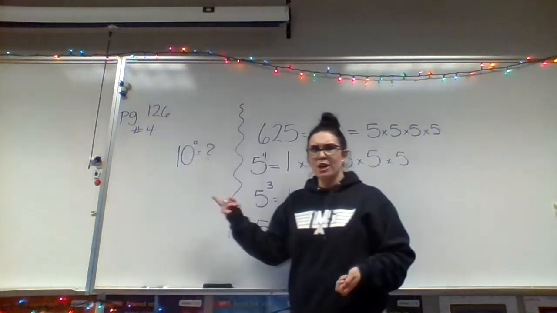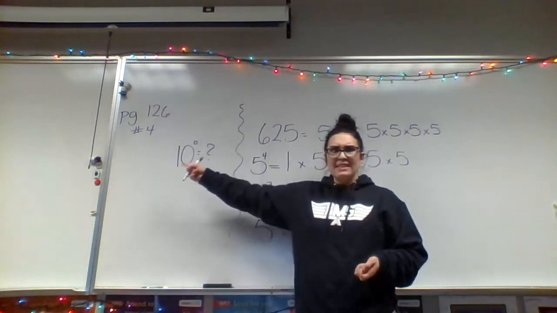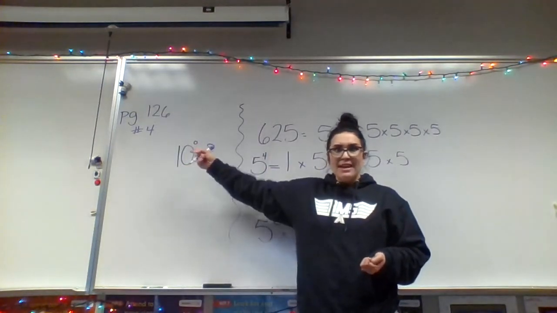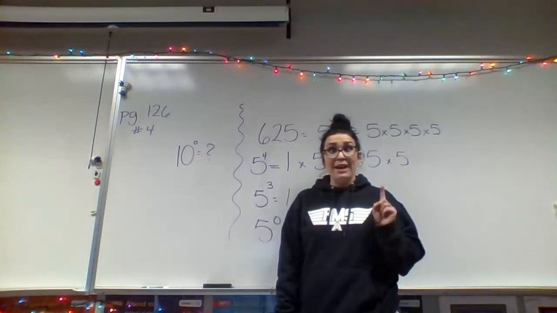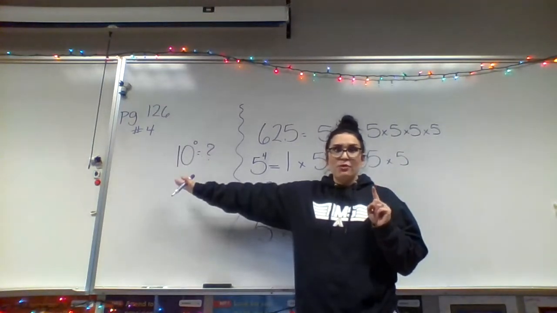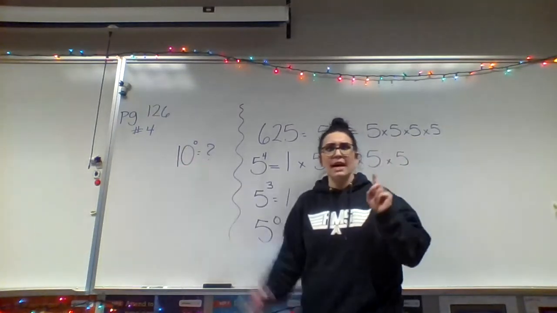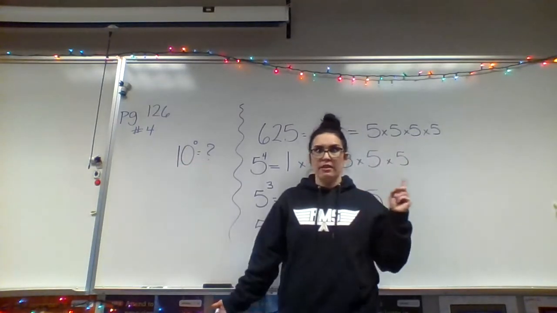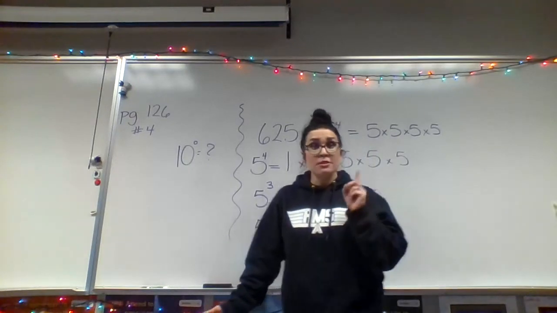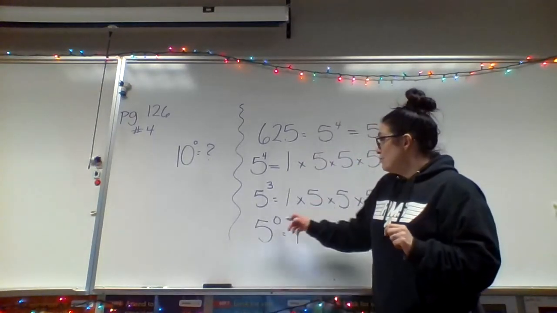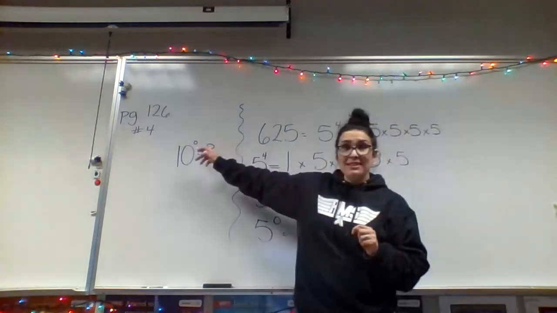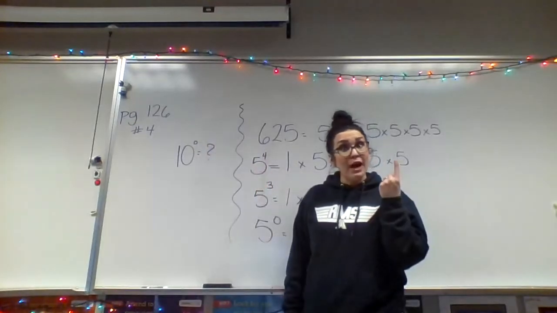So if we look back at our original problem, 10 to the 0 power is still just equal to 1, because this is not me doing 1 times 10 times 10. No, I just do 1 times, there's nothing to multiply it by. So remember, whenever you see 0 as your exponent, that is always equal to 1.